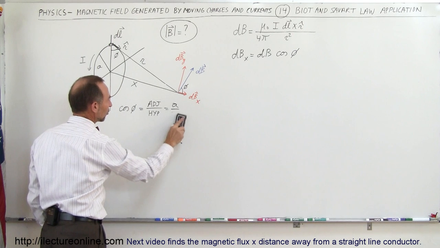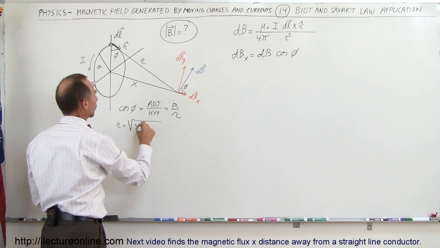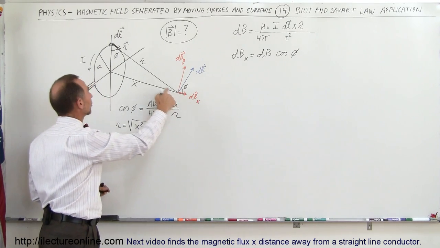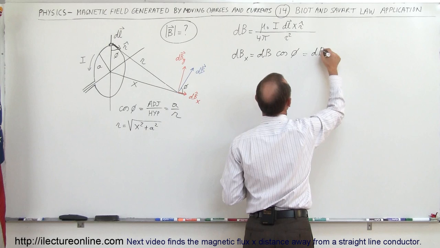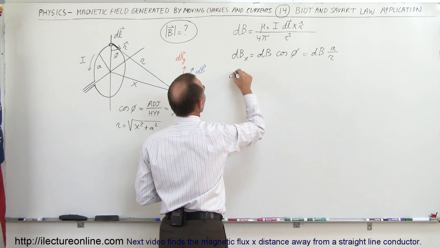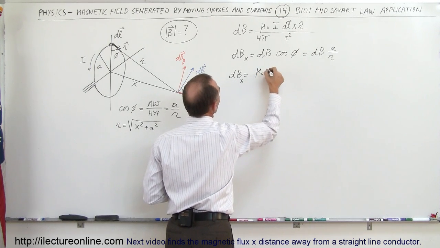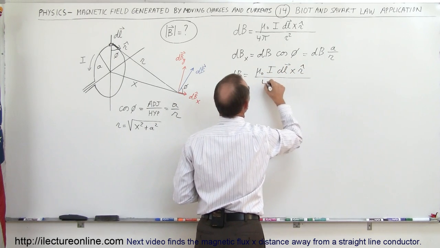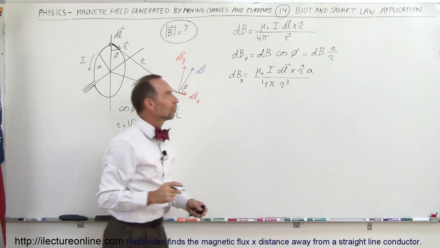I should write it as a small r, because that's what I did over there. Small r is simply equal to the square root of x squared plus a squared. In this case, both x and a are constants. This is a fixed point on the axis, and a is simply the radius of the circle. All right, that means we can write this as dB times the ratio of a over r. So dB in the x direction is equal to dB times that, or mu sub naught I dl cross r divided by 4 pi, and in the denominator we get r cubed, and in the numerator we have an a for the radius of the circle.